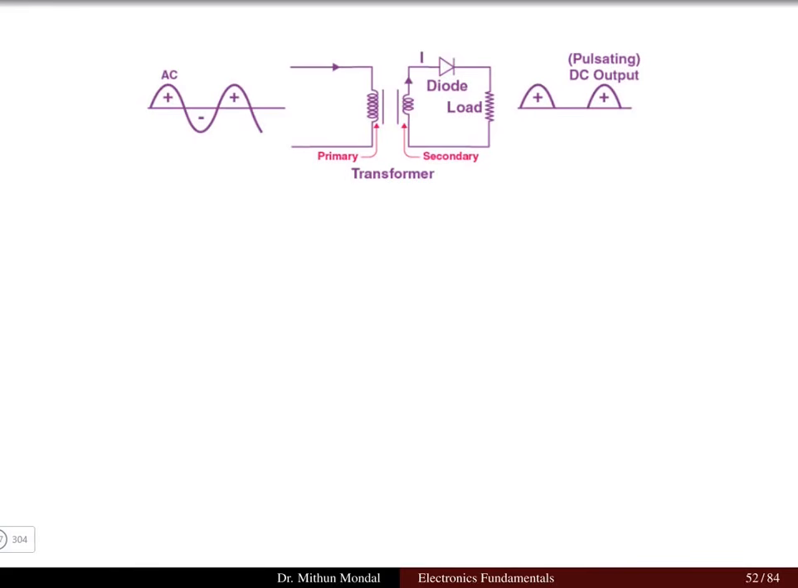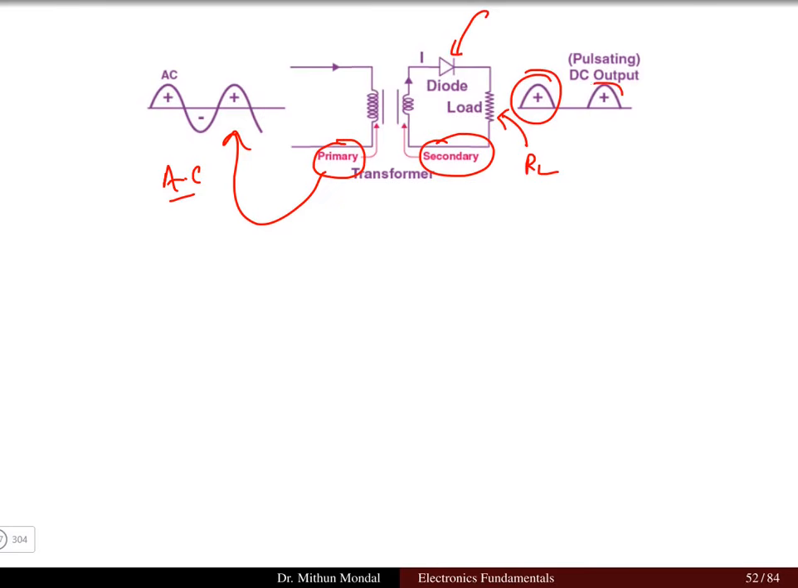Now here we can understand this is the transformer primary, which is connected with the AC input. The secondary of the transformer, this is a step down transformer, is connected to the diode and the load resistor. So the output whatever we are getting is pulsating DC output only for the positive wave. The negative wave we are not getting at the output.